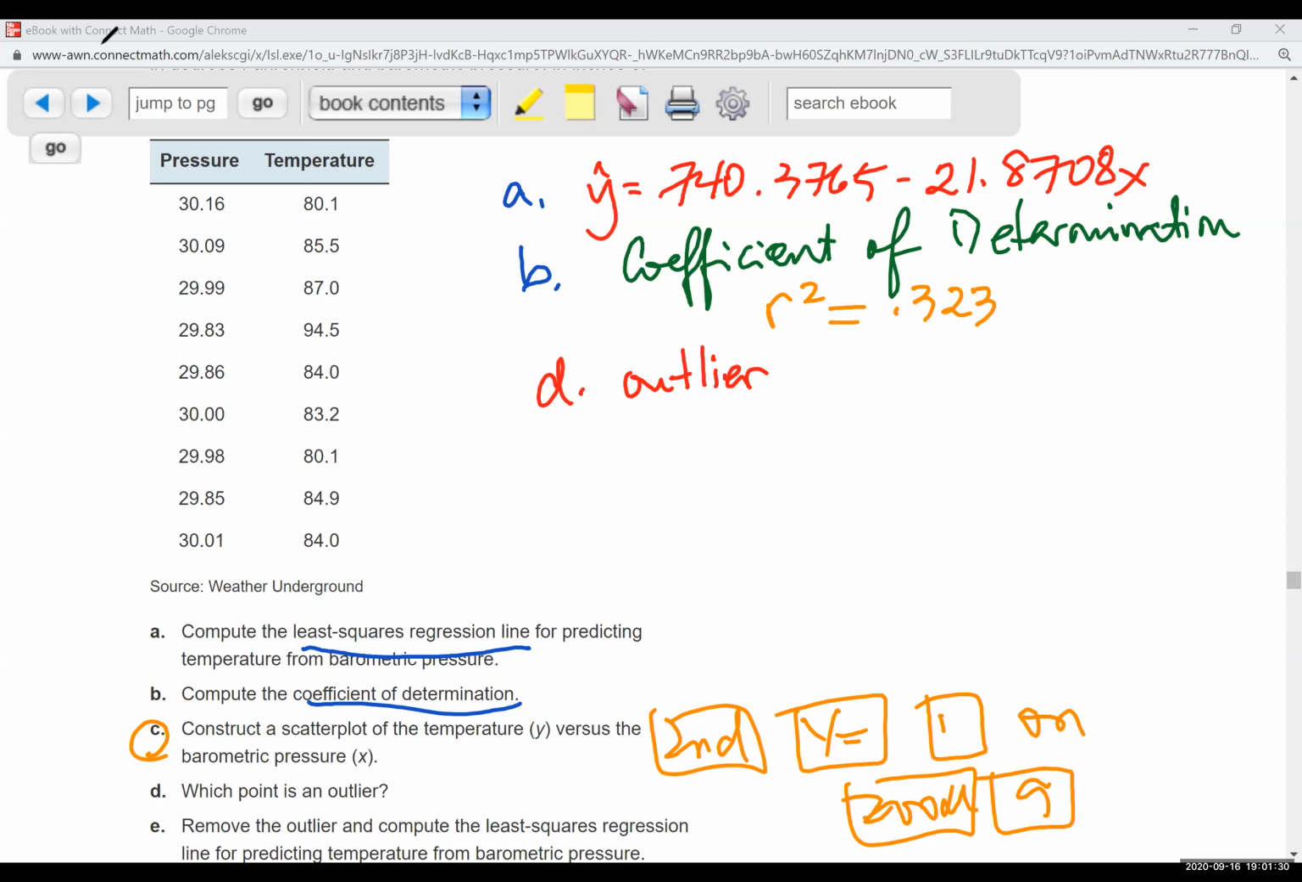Okay, how about try to enter this into y equals and then graph the line. So y equals, enter 740.3765 minus 21.8708x. Oh yeah, I'm sorry, I had the previous one. So to get the outlier, that is the point that is far from the line, not the point far from the other points. So the point that is not close to the line. And that point is, Michael, that is correct. So 29.83 and 94.5.